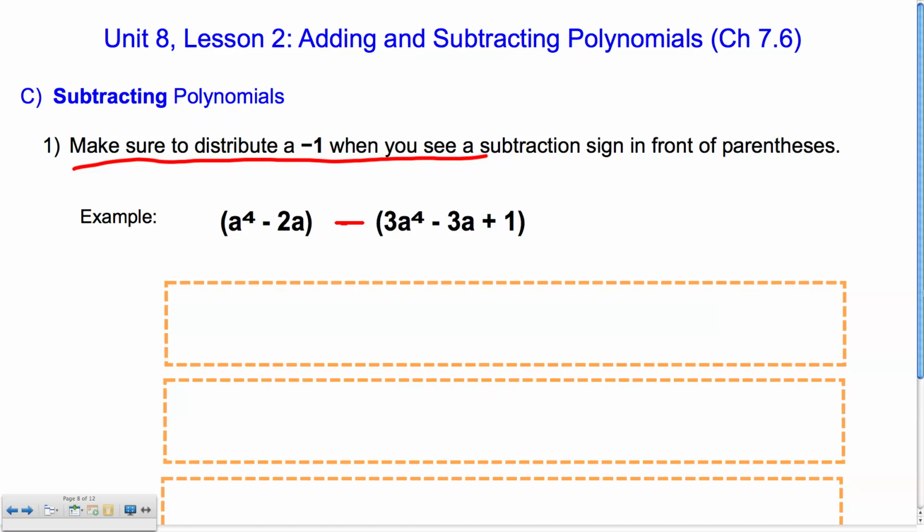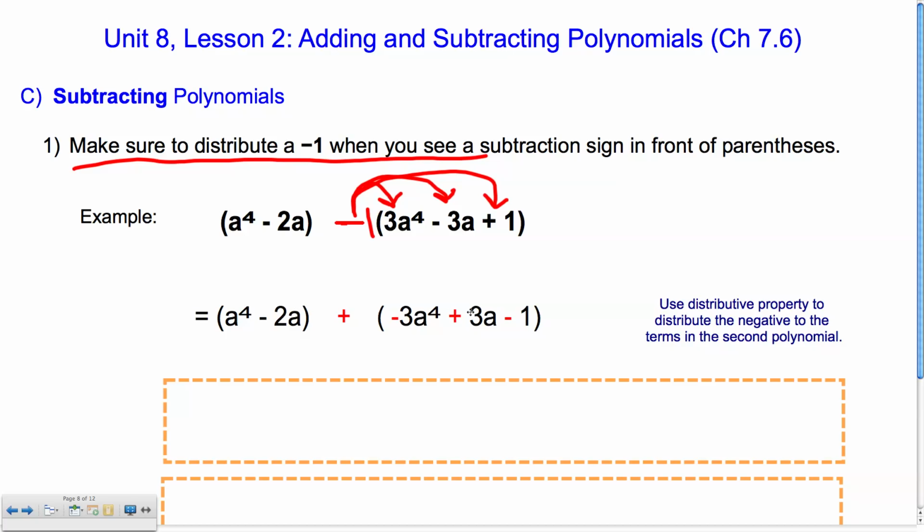Okay, so what's really going on is you have a pesky 1 right there. And that 1 needs to be multiplied by this term here, by the second term there, and then by the last term here. Okay, so we'll go step by step. First, we're going to multiply by -1 the terms in the second set of parentheses. So we have 3a to the 4th becoming -3a to the 4th. We have -3a becoming plus 3a. And then we have plus 1 becoming -1.